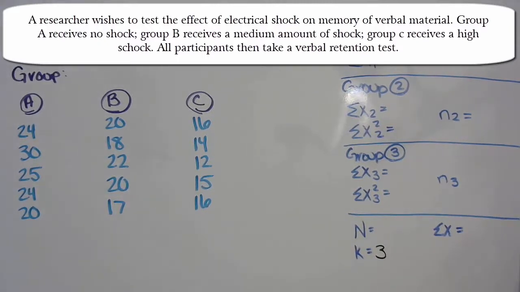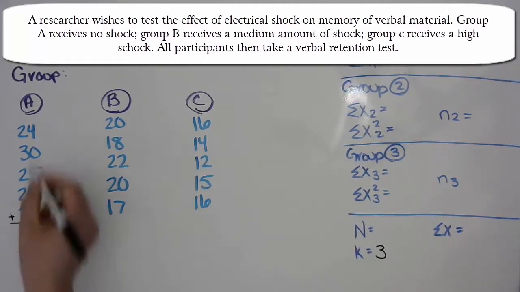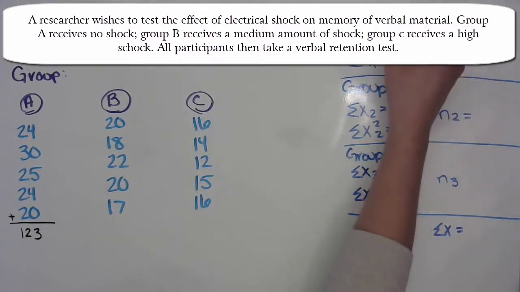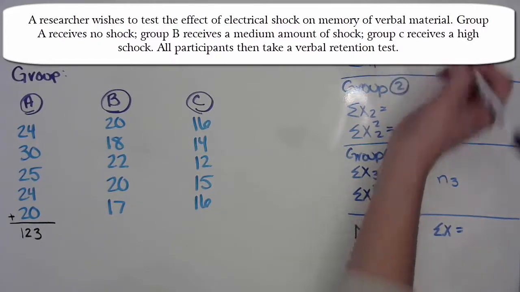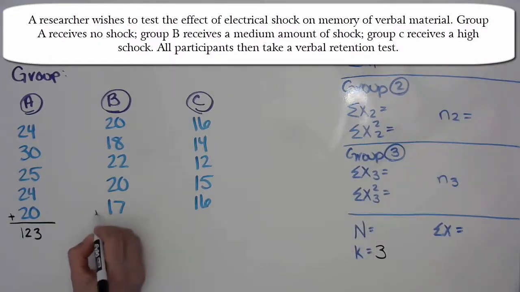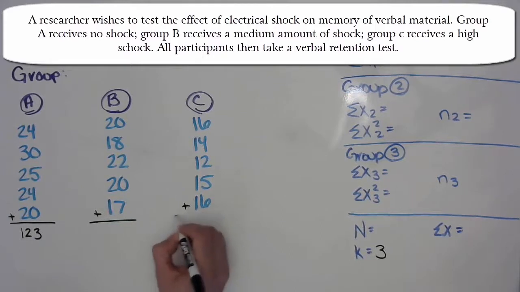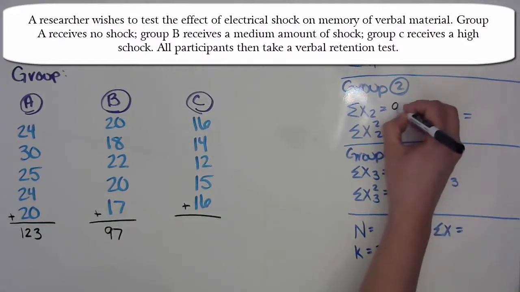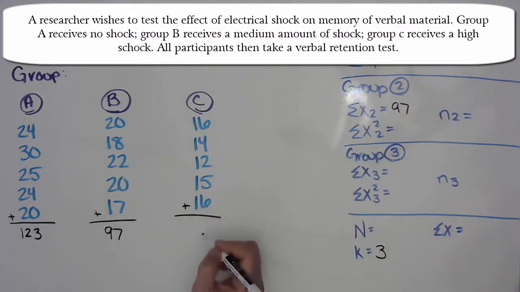So first, let's find our sum of raw scores for group 1. What we're going to do is add all of these numbers up here. When we do that, we get a value of 123, so we're going to put 123 here. And then we can do that for these other groups as well. We're going to add all of these values up here. We're going to get 97 for this group, and then for group C, we are going to get 73.